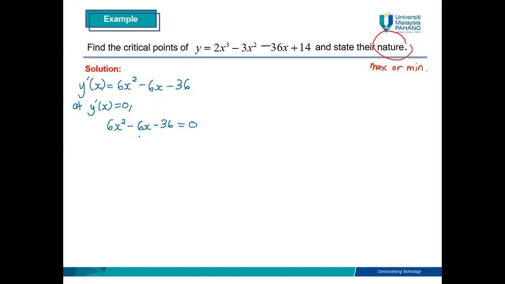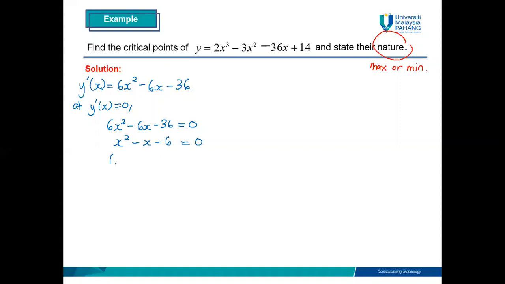You can divide everything by 6 on both sides. Sebab apa? Semua ni adalah gandaan 6. All of these are multiples of 6. So you divide everything by 6, on both sides, the left hand side and also the right hand side. So x squared minus x minus 6 is equal to 0.